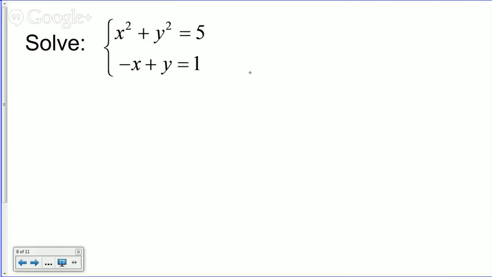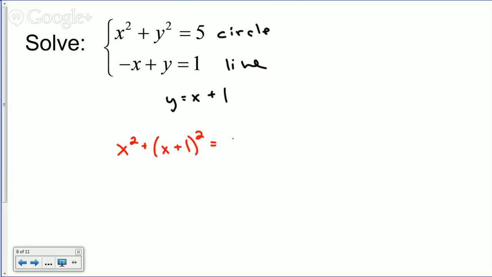Okay, so if we got a circle here and a line, but if you notice here on this one, I can't cancel anything because I don't have like terms. So what I want to do is take this bottom one and solve it for one of the variables. Now once I've solved it for that variable, we'll take it and plug it back into the other equation. And now we can solve this for x.